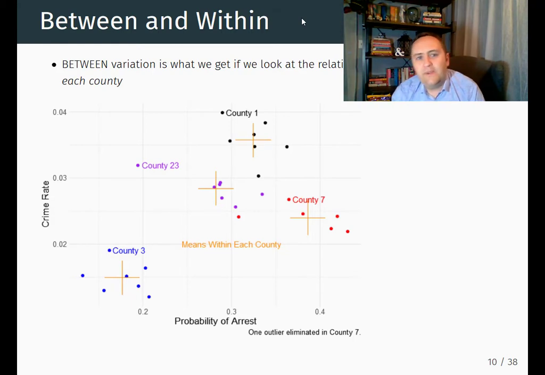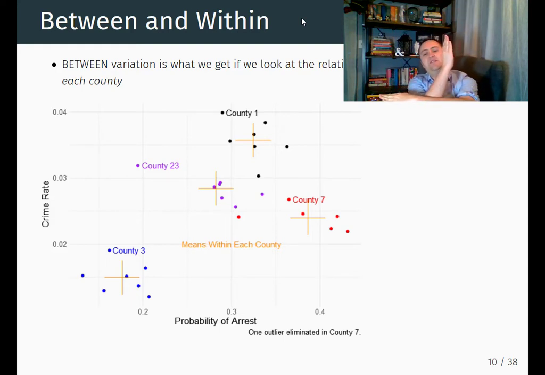And so basically what I'm doing is marking off each county's means, both for the X variable, the probability of arrest, and the Y variable, the crime rate. And this is giving each county its own set of axes. So we can imagine we've got 0 and 0, and if we draw a scatter plot, here's a point with some crime and some probability of arrest, here's another one, here's another one, but here's 0 and 0.